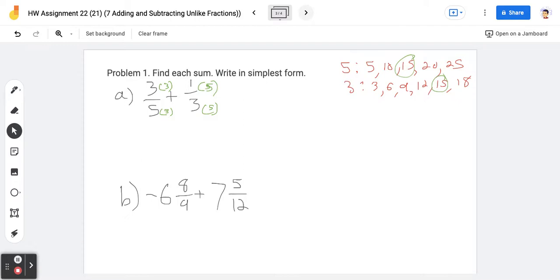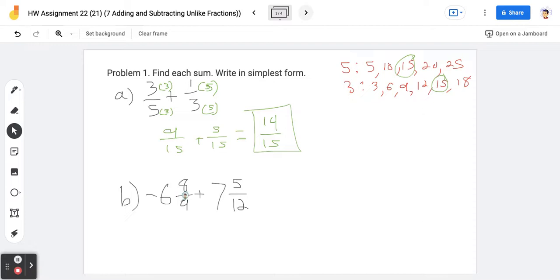And what will that give me? That'll give us 9/15ths plus 5/15ths. Add it together. When I add my fractions, I leave my denominators the same, and I add my numerators. 14/15ths, and that is already fully simplified. Let's keep it going.